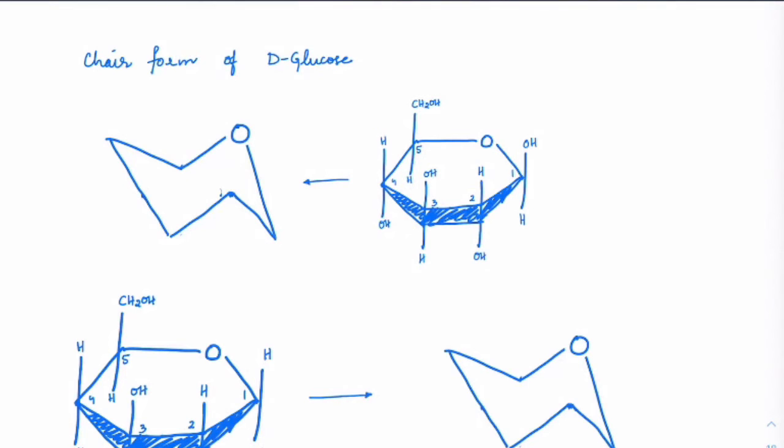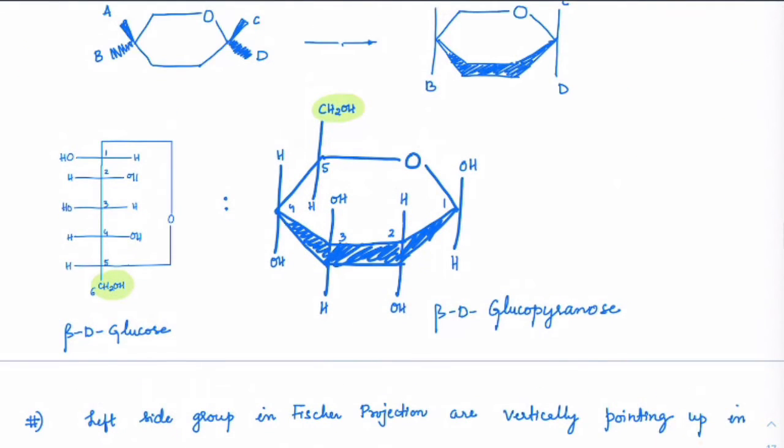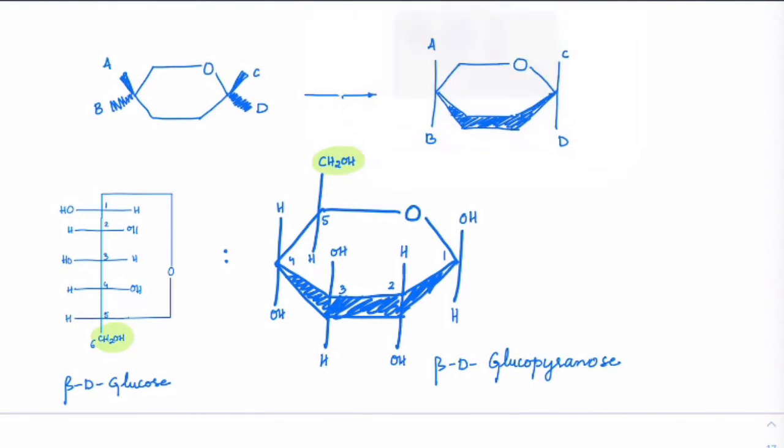Another important rule in Haworth is we always write O. We can write this O onto this side also, right? But by convention, we always write that O on the back side. The front side will always show the structure starting from carbon.